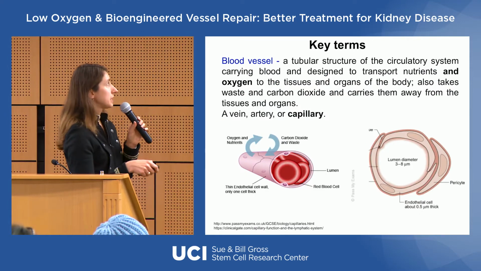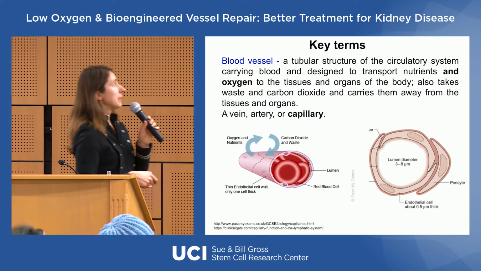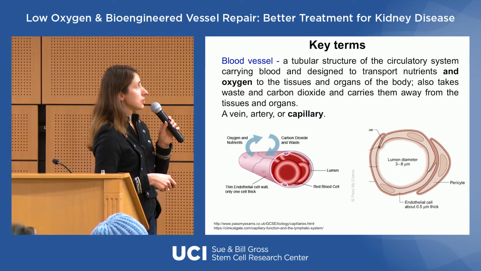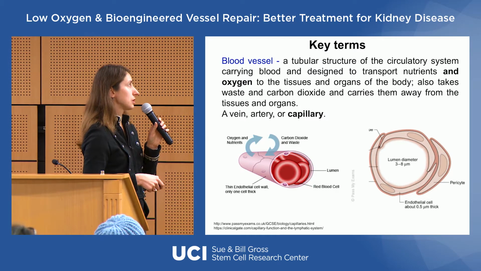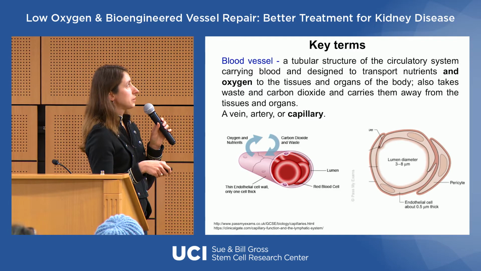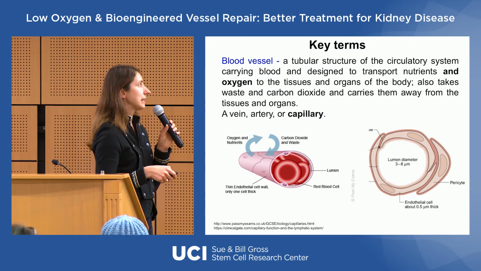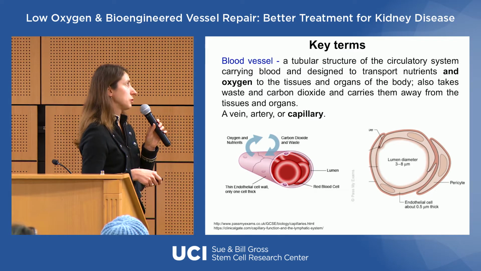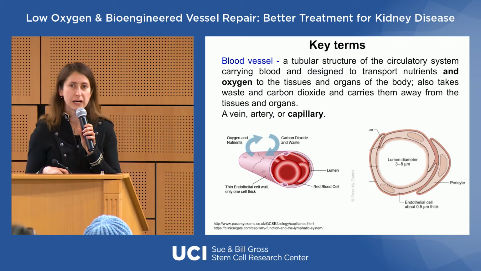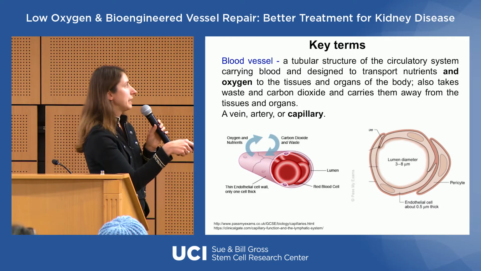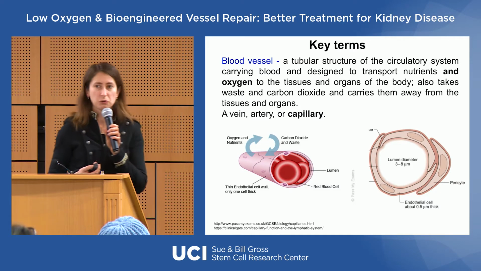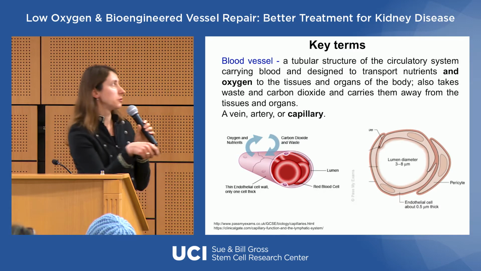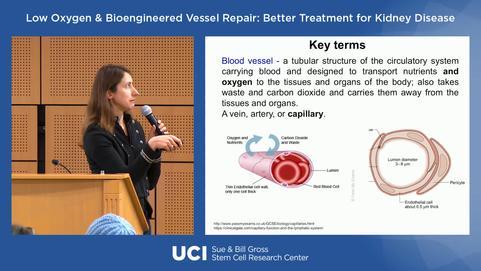So this is the first key term we go through today. The blood vessel is a tubular structure of the circulatory system carrying blood and designed to transport nutrients and oxygen to the tissues and organs of the body. And also it takes waste and carbon dioxide and carries them away from the tissues and organs. When we talk about blood vessels, we talk about veins, arteries, and capillaries. And then today I'm going to concentrate on capillaries mostly. These are the smallest blood vessels.